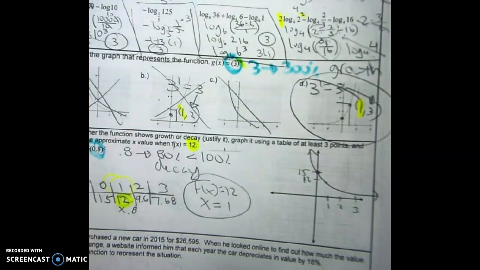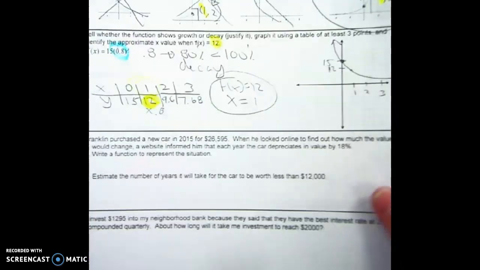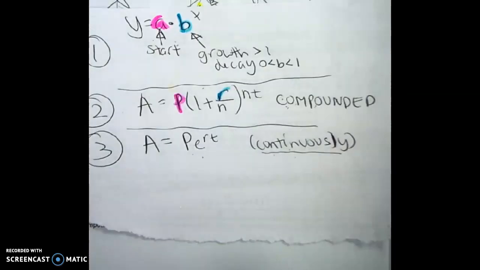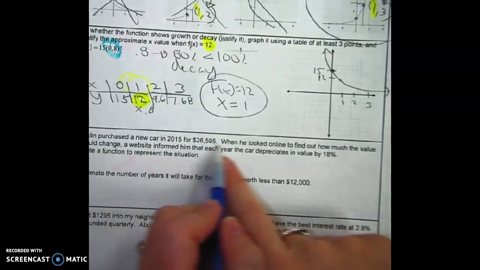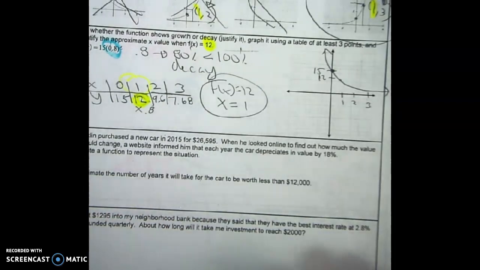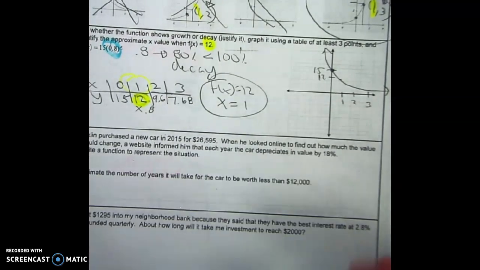Okay. All right, just make sure you read all of it, otherwise you're going to make a mistake. All right, we got a word problem. And you know what that means. If we've got a word problem, I'm looking for the word compounded. I don't see anything that says compounded, so that means I'm using this.